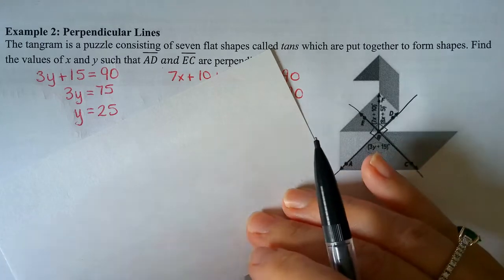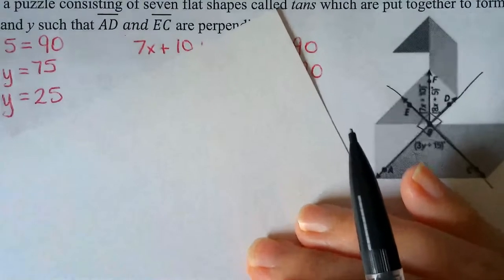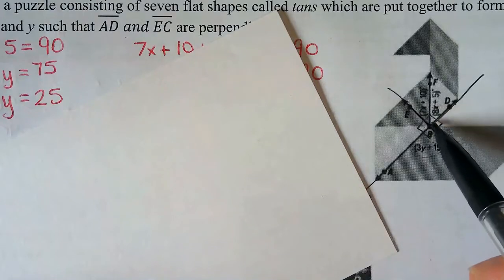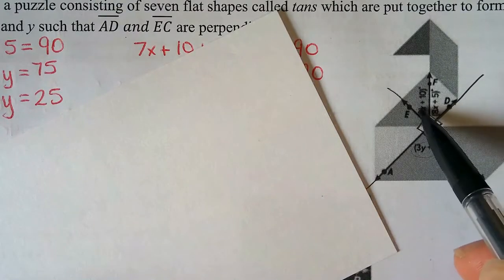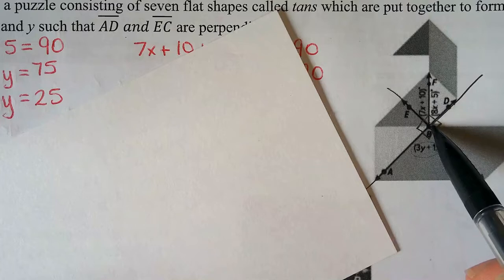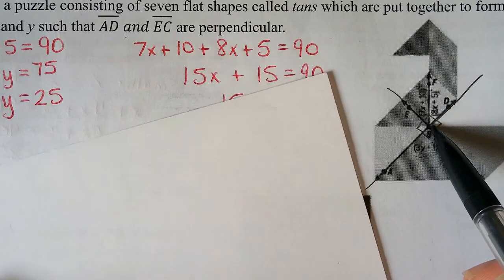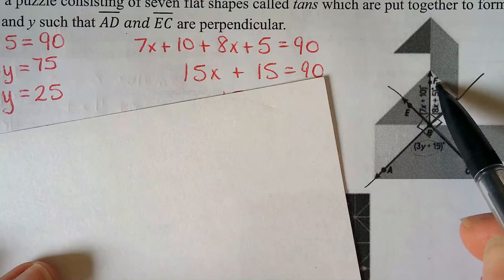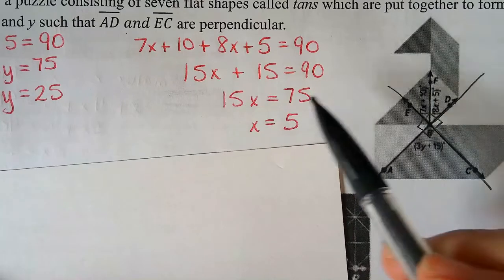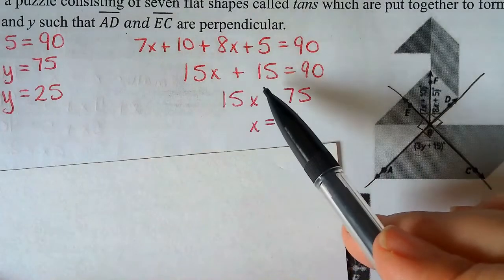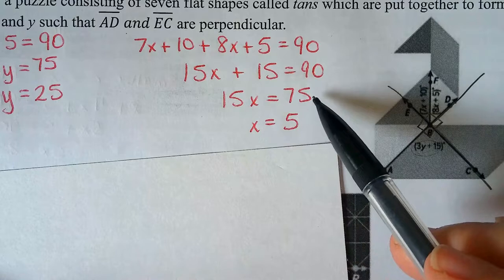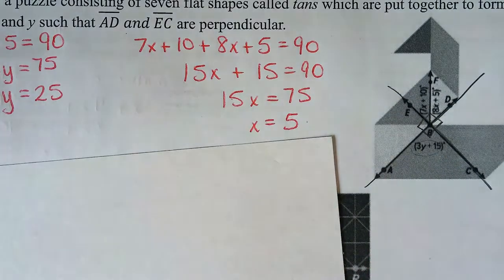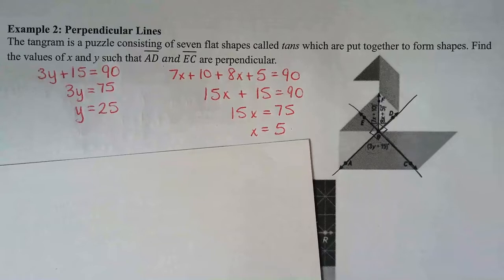On the other one, which is kind of hard to read in there, you've got two angles inside of there that make the right angle. So I had to add these two in order to get that 90 degrees. That's how I set up my equation. I added 7x plus 10 plus 8x plus 5 to equal 90. And then I just solved, combined my like terms, subtracted 15, and divided by 15 to get 5. Pause the video and try the check question.